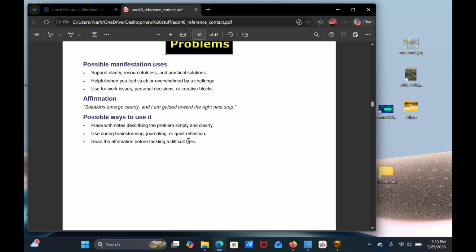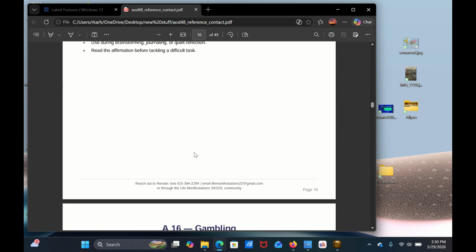Possible ways to use it. Place with notes describing the problem as simply and clearly. Used during brainstorming, journaling, or quiet reflection. Read the affirmation before tackling a difficult task.